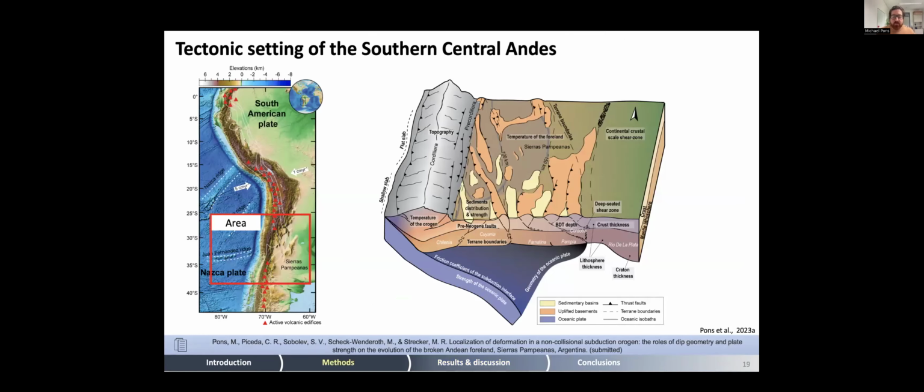So what about the present day, where the flat slab is currently there? Here is a picture of the southern central Andes, and you can see the blue part showing the place where we have the flat subduction. And you can see that in that area, the strain is quite distant, and you uplift the crust, forming crustal uplifted blocks far from the main orogen.